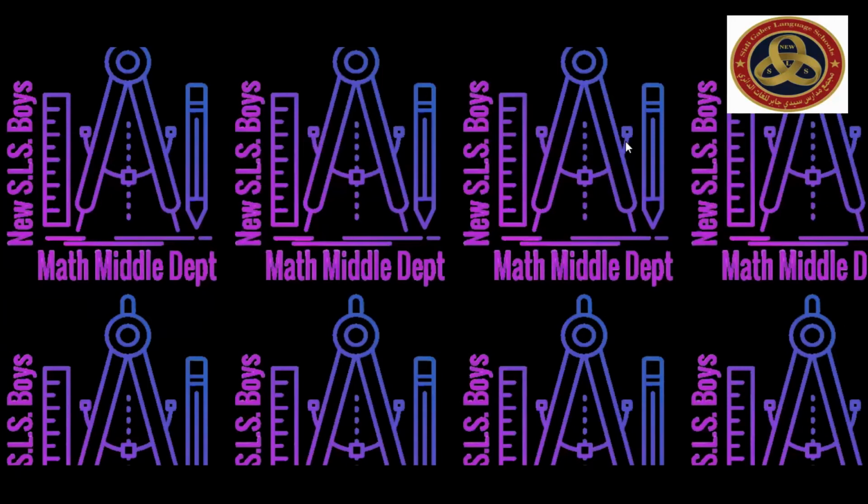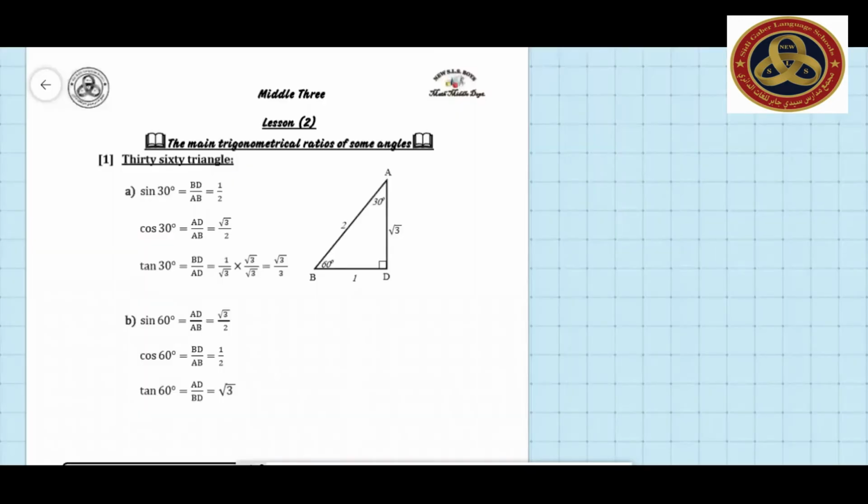Today we have lesson 3 in trigonometry, which talks about the main trigonometric ratios of some special angles. We have three angles that are called special angles. The first one is angle 30, and the second one is angle 60.